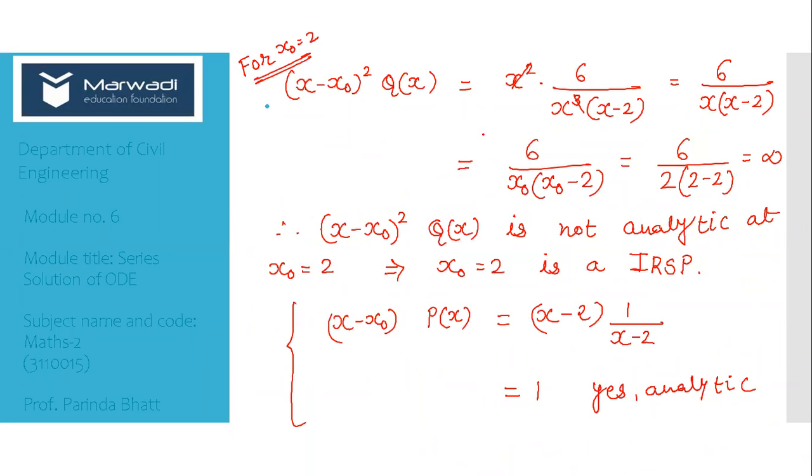And in the same way, we check for the second one, applying the same process here. And here, the second condition is again not satisfied. Therefore, both the points are singular points, but both are irregular singular points.